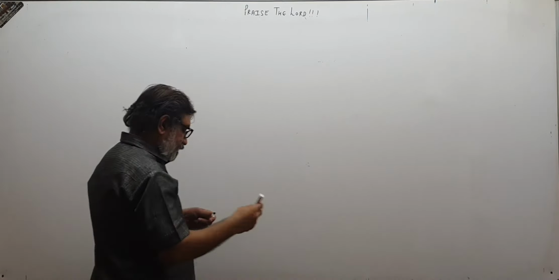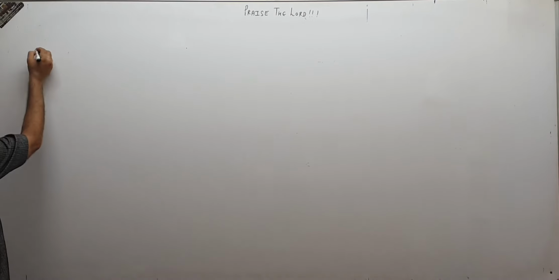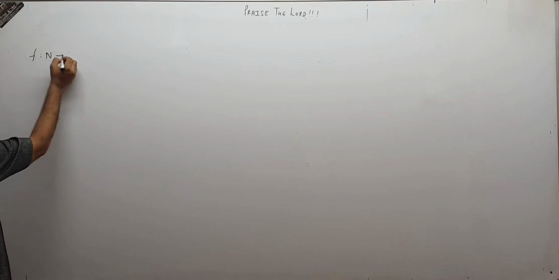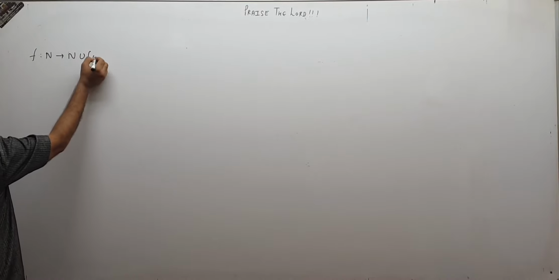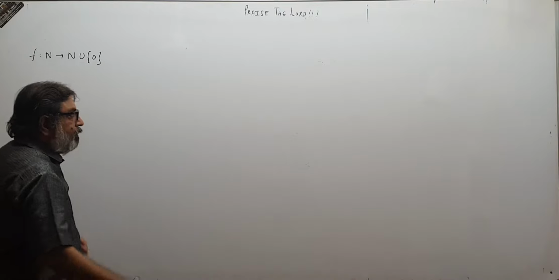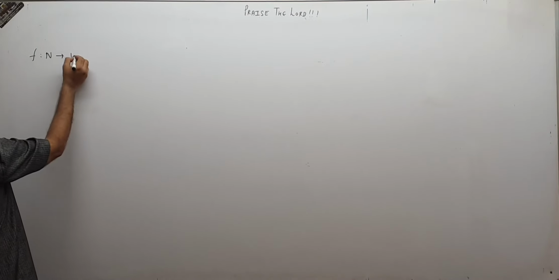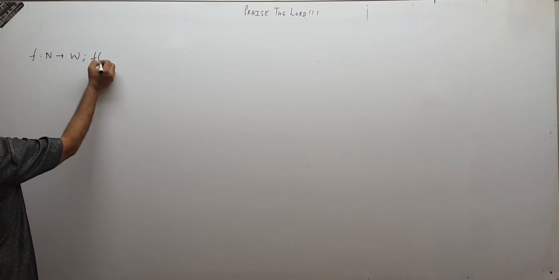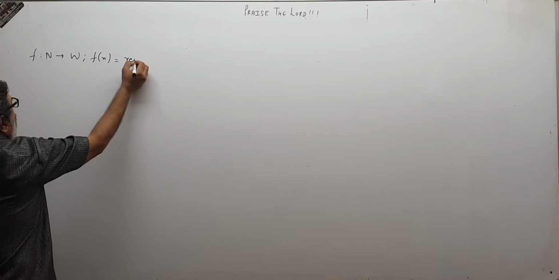See children, supposing f is a function from N to N union 0. N union 0 means all the natural numbers and 0, which means you can write W, the set of whole numbers. And f(x), now look at the formula nicely.